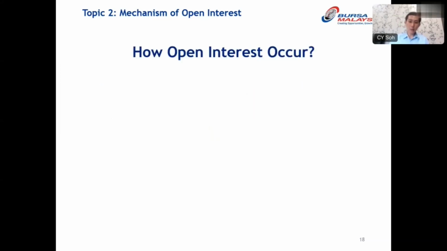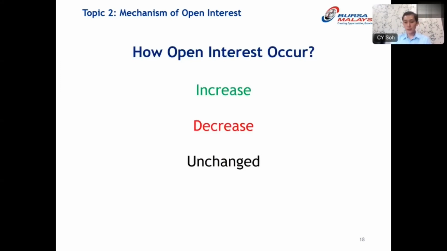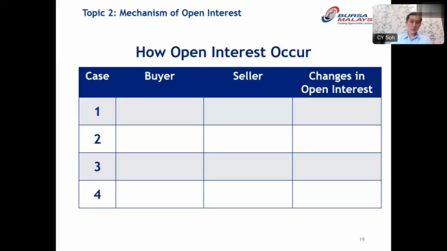Now, how does open interest actually occur? In order for you to grasp the significance of how changes in the open interest number are interpreted, you must first understand how each trade produces a change in those numbers. Of course, every time a trade is completed, open interest is affected in one of three ways. Either it can increase, decrease, or stay unchanged. So let's see how those changes actually occur. There are only four situations, so let's look at these four situations.